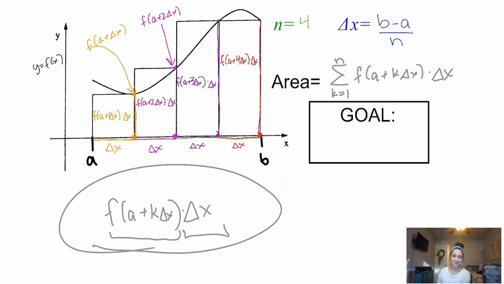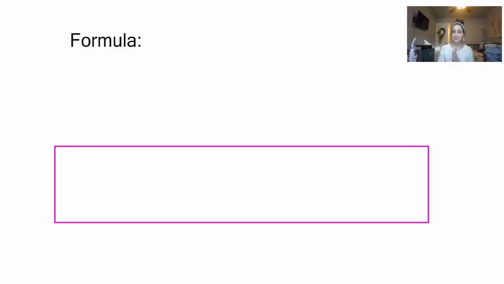To get to an infinite number of rectangles, right? So my goal is to take the limit as n goes to infinity of this area here. Okay, so a lot of little notation, but this is where this formula comes from. Okay, so let's put that in our notes.